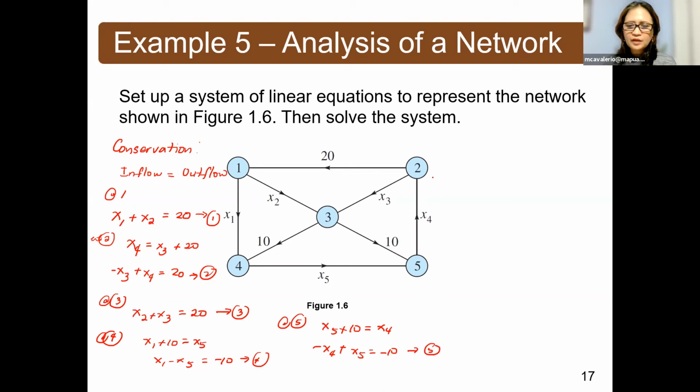Now, combining everything, we can have the system of equations. We will have x sub 1 plus x sub 2 equivalent to 20. For equation 2, we will have negative x sub 3 plus x sub 4 also equivalent to 20. Equation 3, we will have x sub 2 plus x sub 3 equivalent to 20. For equation 4, we will have x sub 1 minus x sub 5 equivalent to negative 10. And finally, we will have negative x sub 4 plus x sub 5 equivalent to negative 10.